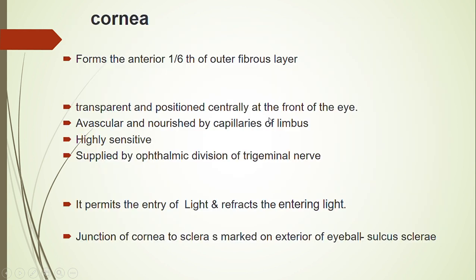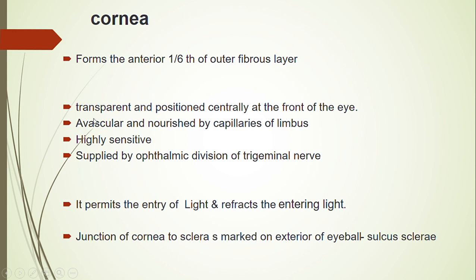It is avascular and nourished by the capillaries of the limbus. It will not possess any blood vessels; instead, the nourishment comes from the limbus, which is the sclerocorneal junction. The vessels of the limbus give nourishment to the cornea. The cornea is highly sensitive and it is supplied by the ophthalmic division of the trigeminal nerve.